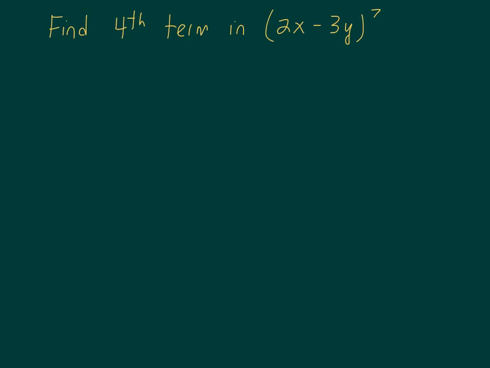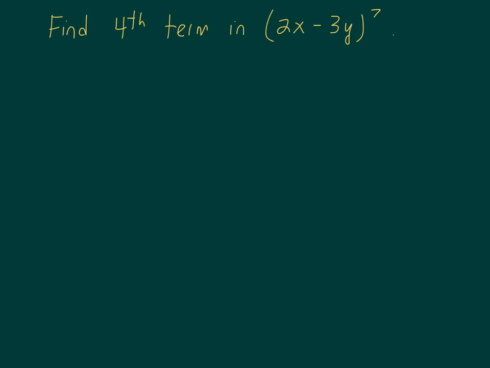Alright, last video. Suppose we are interested in finding the fourth term in this particular expansion: (2x - 3y) raised to the seventh. Now we are not looking to expand it all out. If there is a power of 7 here, we know there are 8 total terms. Out of the 8, I only want the fourth term.